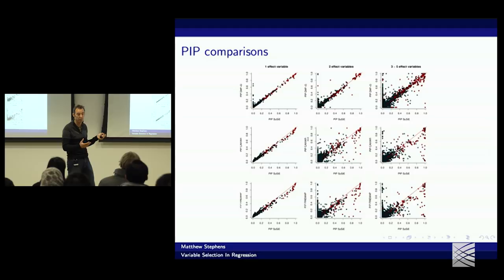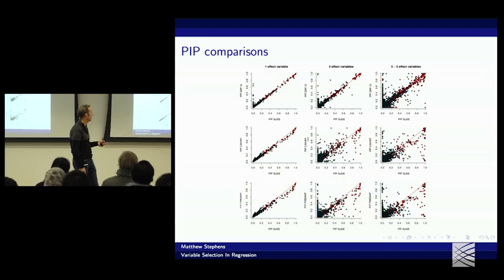I think it's just a failure of its stochastic search; sometimes the stochastic search just ends up assigning too big a PIP. That doesn't happen with Caviar, for example, which does exhaustive search. And it doesn't happen so much with FineMap either. So this is FineMap.